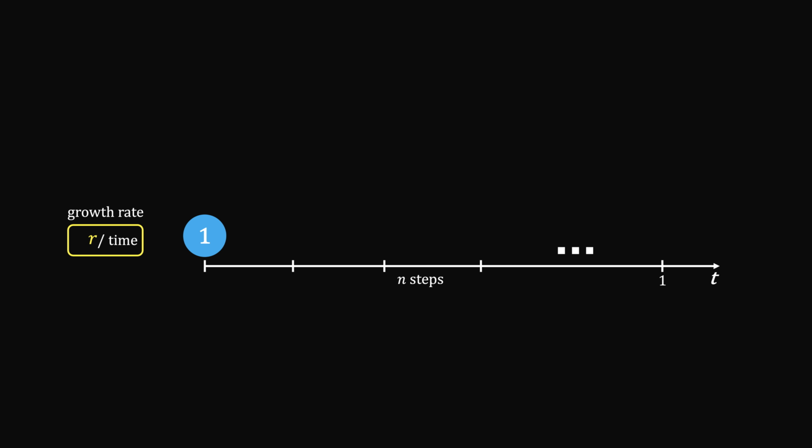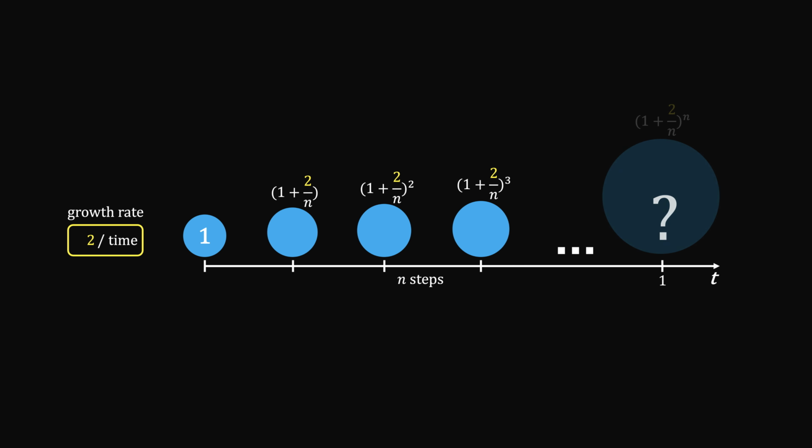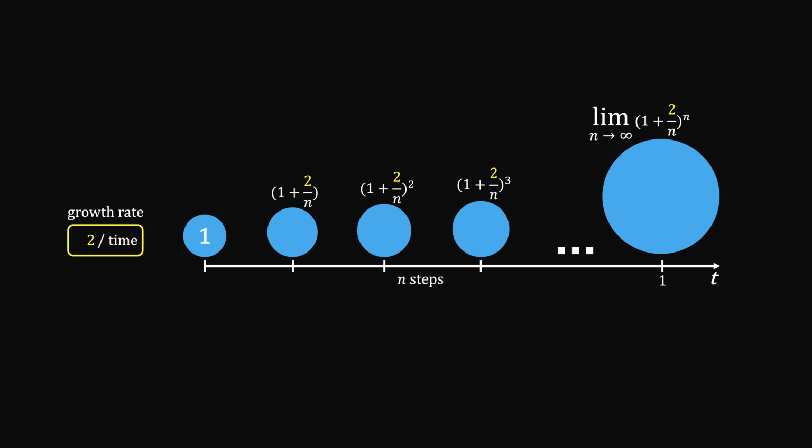Now, let's start with a case where the growth rate is 2 units per unit time. What would it become 1 unit time later? If we follow the definition of natural growth, then we should divide the growth over n intervals. Each interval grows by 1 plus 2 over n, another 1 plus 2 over n, and so on, until n times. So now the question is, what happens when n goes to infinity?